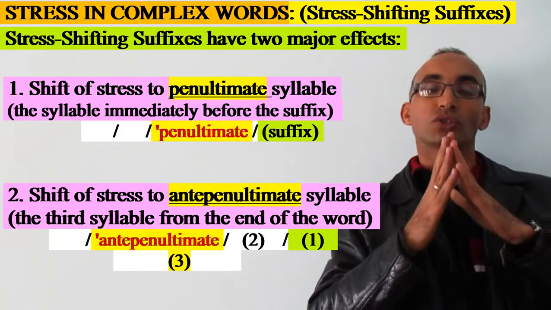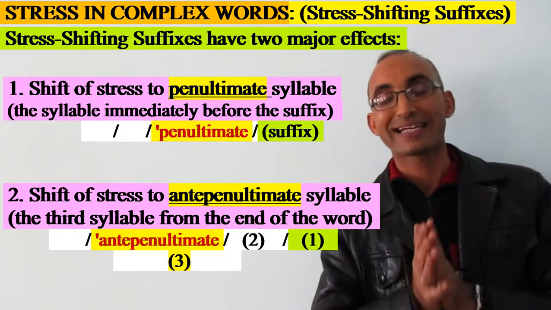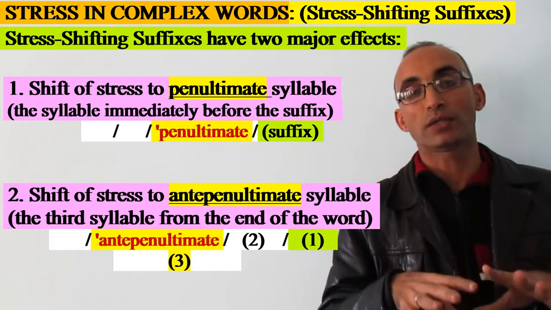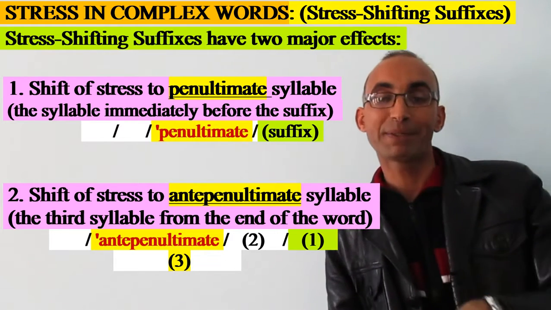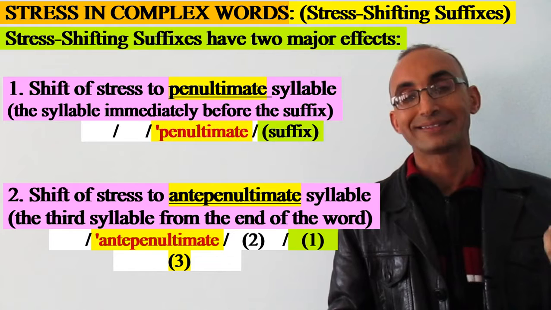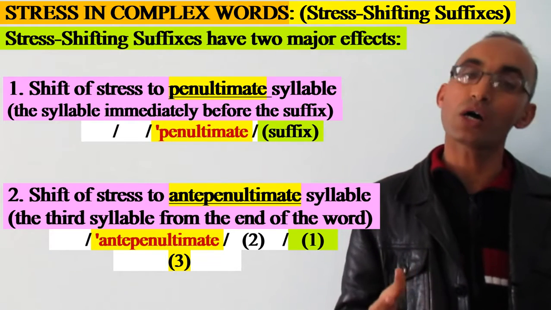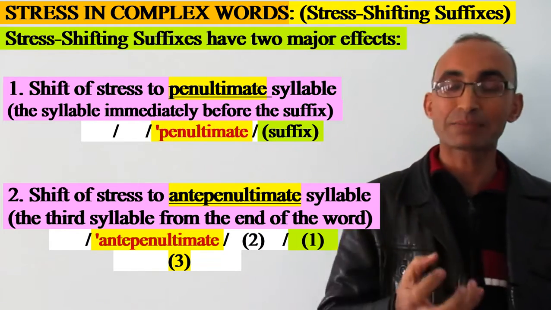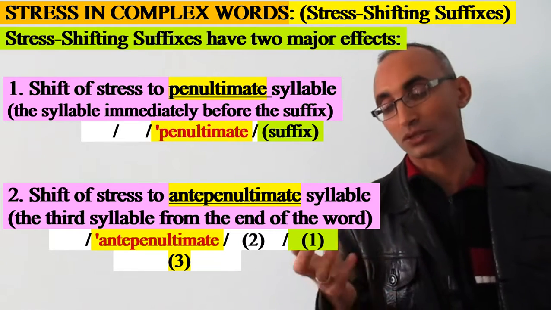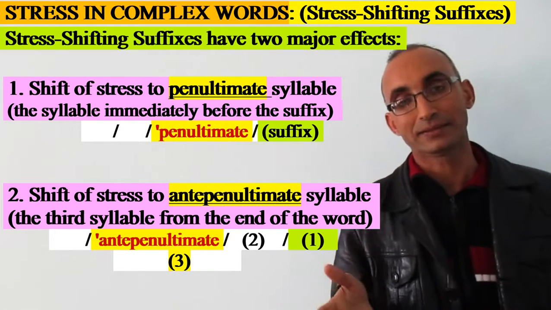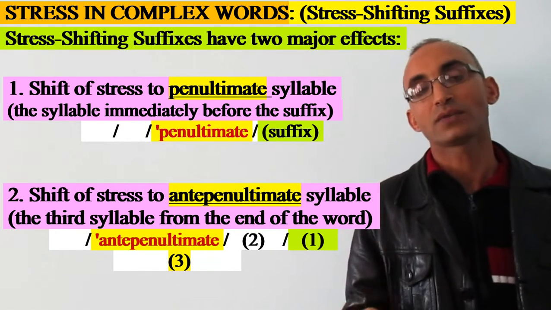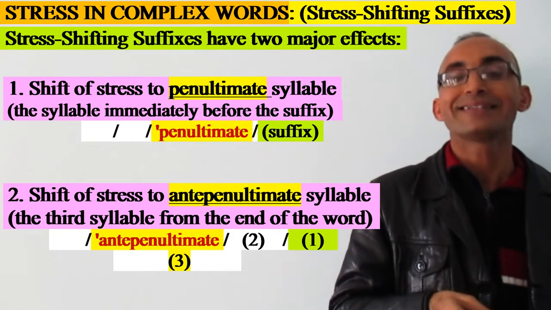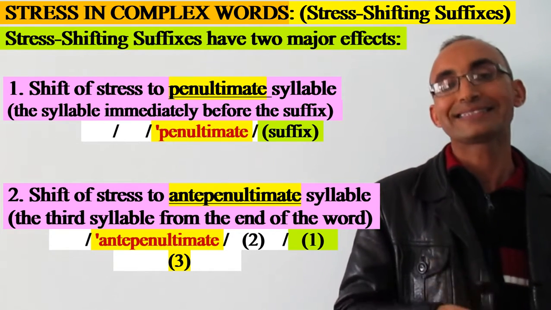So stress shifting suffixes can cause a change of stress on the stem of the word, either to a penultimate syllable, the one directly before the suffix, or to an antepenultimate syllable. It means the third one from the end. You count the suffix as number one, the second before it is penultimate, and the third one is stressed, antepenultimate.